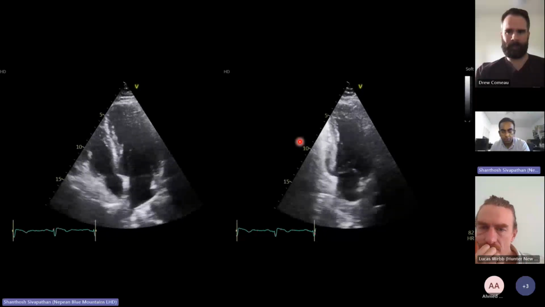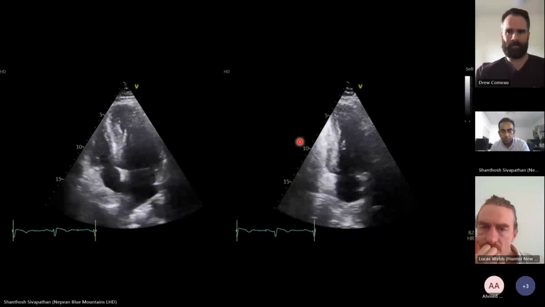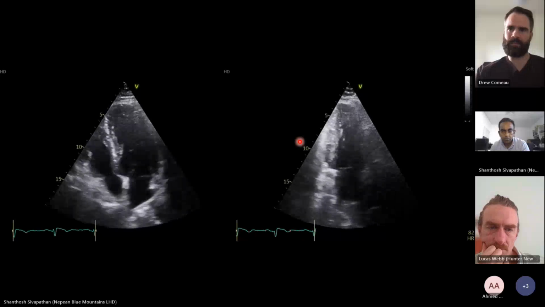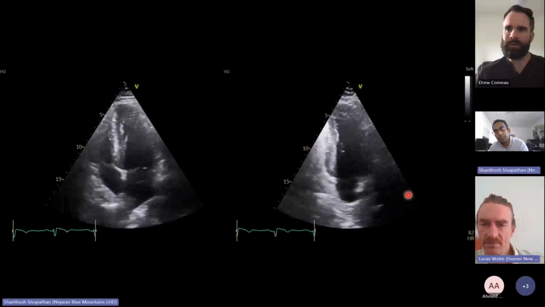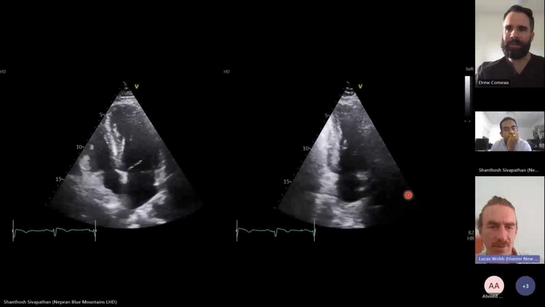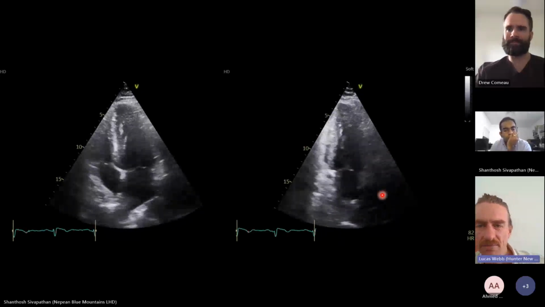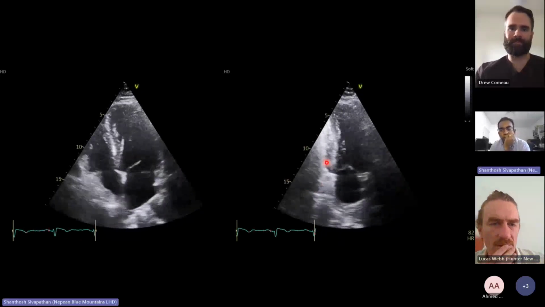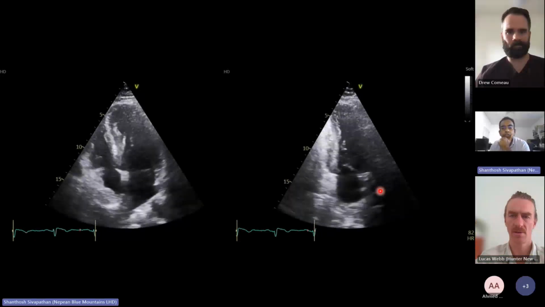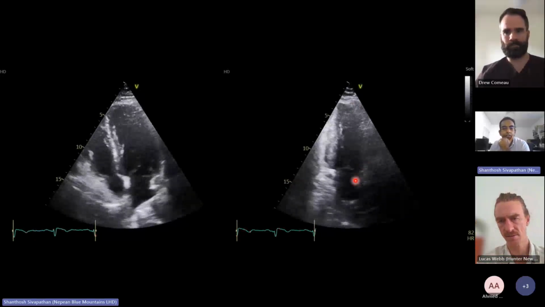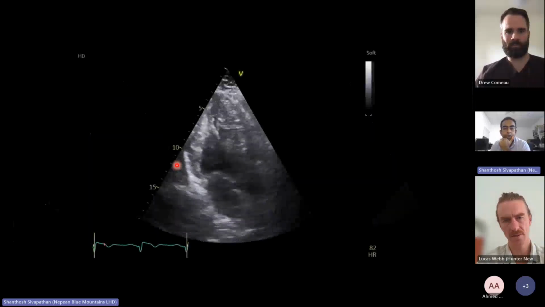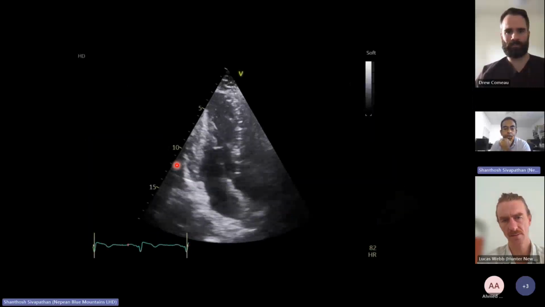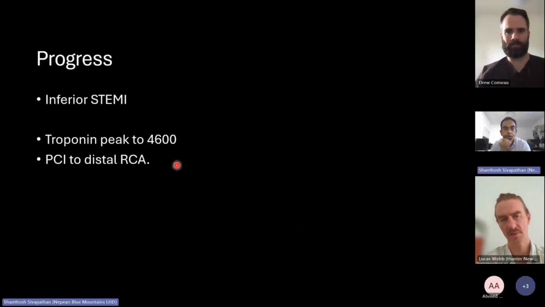In terms of the walls, do you think the inferior segment, inferior and septal look hypokinetic? I think so. It's a bit harder to say in terms of the anterior wall, but it looks like it's okay in the four chamber. There it looks like it's contracting reasonably well.